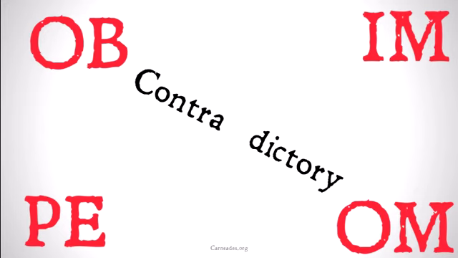So, our square has at each of its corners one of our predicates: obligatory, impermissible, permissible, and omissible. And we're going to have some lines and relations in between. So obligatory and omissible are contradictory. If one is true, the other must be false. If one is false, the other must be true.